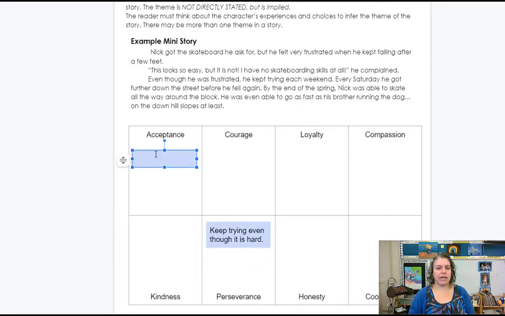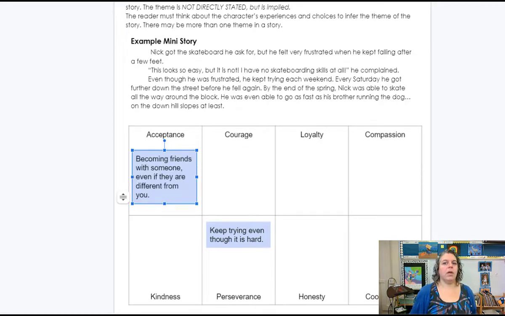So the next theme that we're going to look at is acceptance. A good definition of acceptance would be becoming friends with someone even if they are different from you. So any time when we have a story where there's different characters, maybe there's a group of friends and they accept somebody new, or a number of different people who have different personalities, but then they come together into a group, that could be showing acceptance. You could also look at it in terms of ideas like racial tension, not excluding someone just because they look different, but accepting them, even if the difference really is just on outward appearance. So that could also fit into this category.